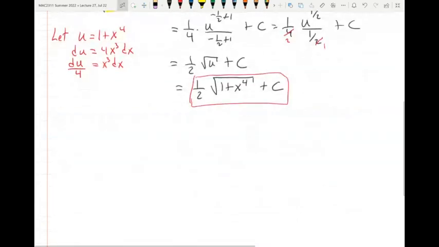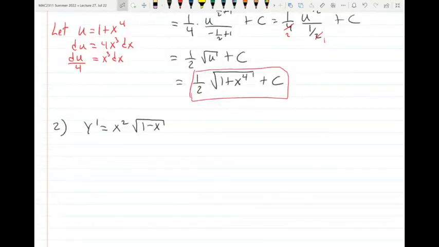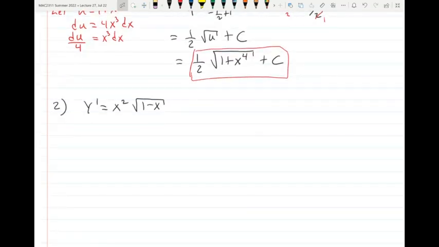Let's do number 2. Okay. So number 2 is we have the differential equation y prime, which is x squared times square root of 1 minus x. Okay? Well, remember, to solve this is to figure out what is y. Well, we have y prime, but y will be an antiderivative of this, right? A function whose derivative is x squared times the square root of 1 minus x. So our function y is just the integral, or the family of all functions that satisfy this is represented by this integral. So to solve this differential equation, all we have to do is integrate.